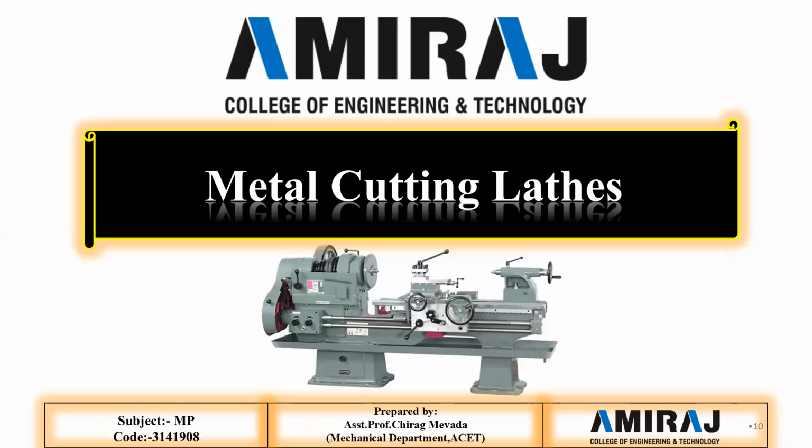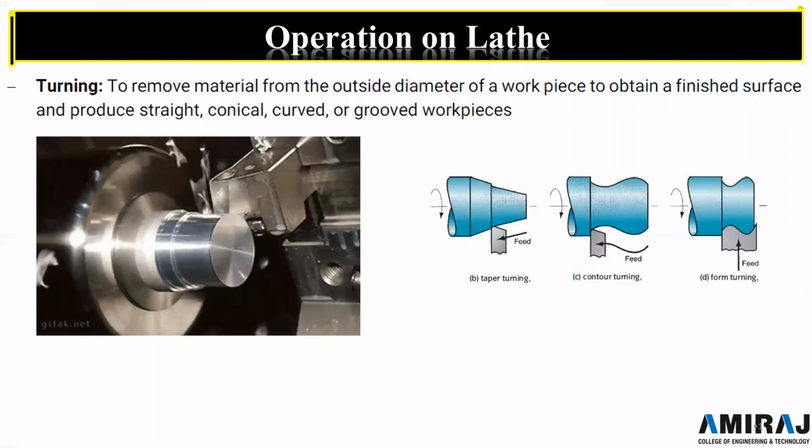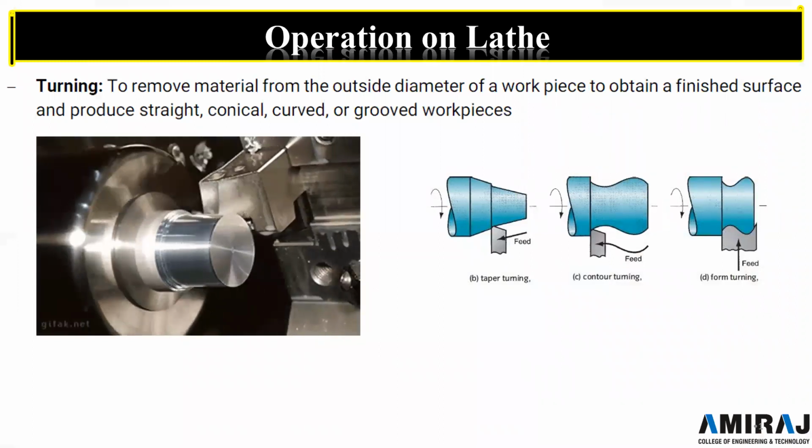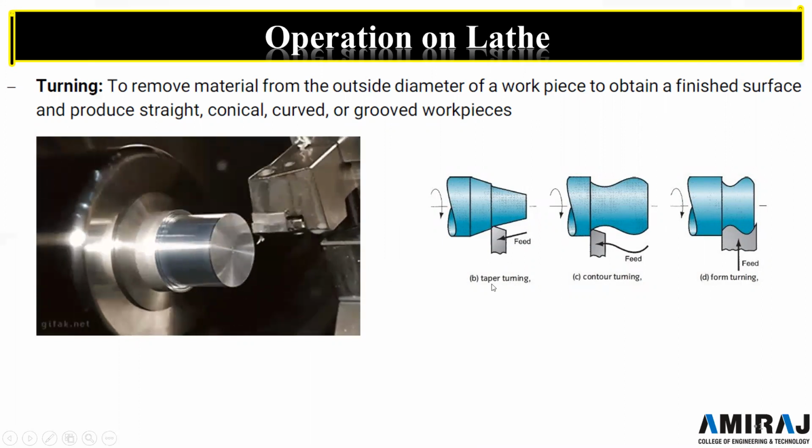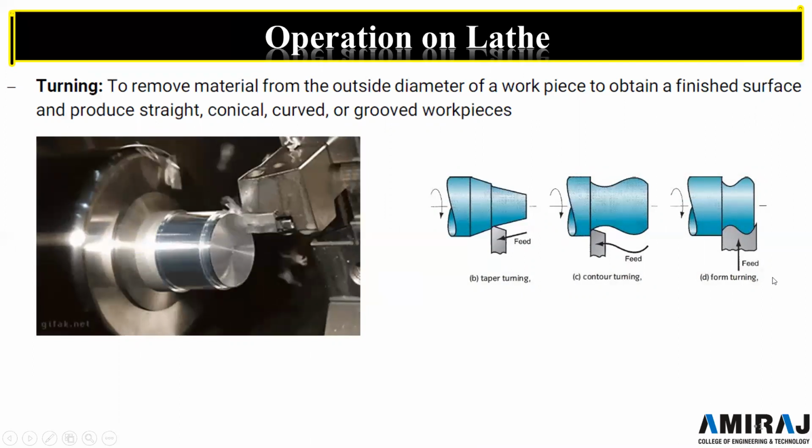Hello everyone, welcome back. In the previous lecture, I explained all the types of machining operations that are performed on the lathe machine. Let us recall them once. The first operation was the turning operation, and in turning there are different types: straight turning, taper turning, contour turning, and form turning.